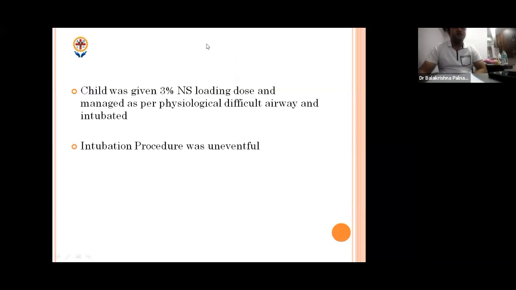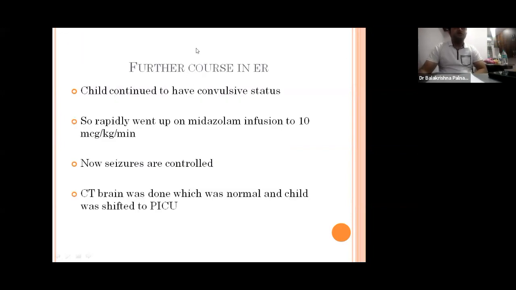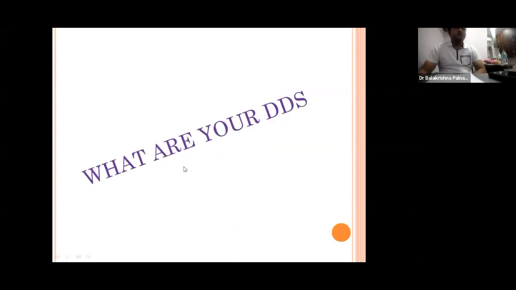We started anesthetic AED. So to prevent that, you can give 1 loading dose of 3% NS. As the child is in refractory status epilepticus and we have started anesthetic AED, we decided to intubate this particular child. The intubation procedure was uneventful. Further course in the ER, the child continued to have convulsive status epilepticus, so we rapidly went up on midazolam to 10 mcg per kg per minute. Now seizures are controlled. CT brain was done, which was normal, and the child was shifted to PICU.